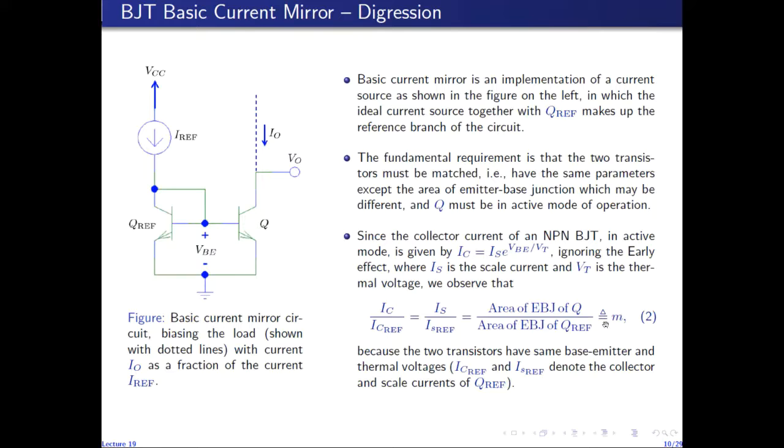So we define M as the ratio of the collector current of Q to the collector current of QREF under the assumption that Q and QREF are matched. If they are fully matched, that is, if their emitter base junction areas are also the same, then M will be 1, which means that IC will be equal to ICREF. However, the emitter base junction areas of the two devices may be different, and then M may assume values other than 1.